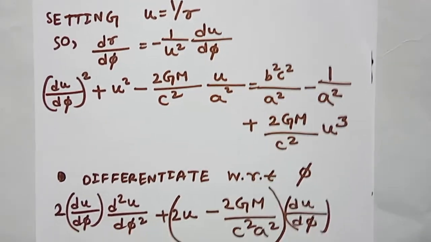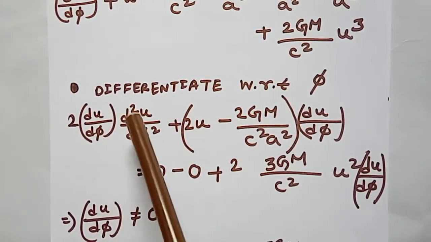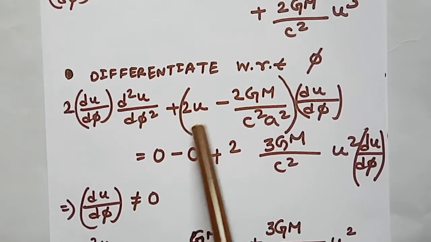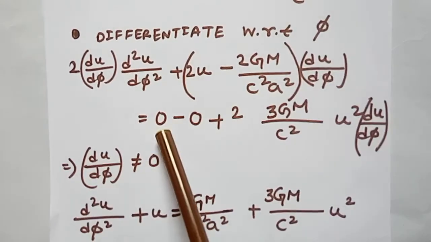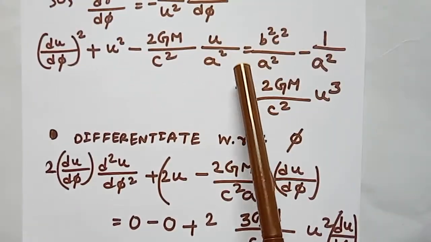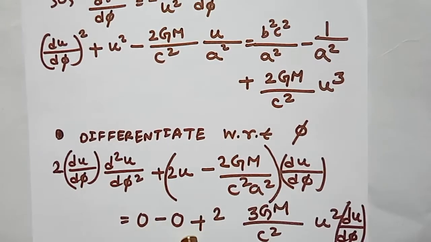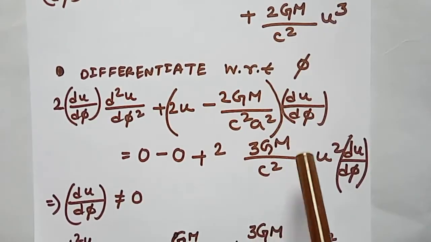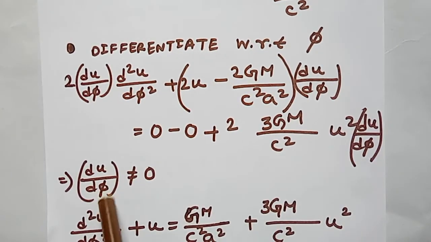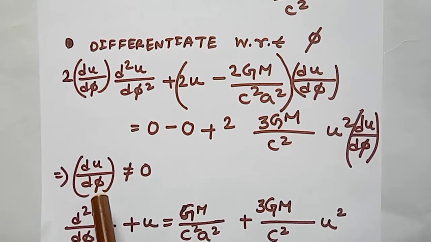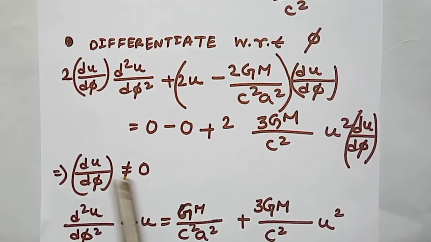Now differentiating with respect to phi, we have 2 du/dphi d²u/dphi² plus 2u(1 minus 2GM/c²a²) du/dphi, and this is a constant term, this is a constant term, this should be 0, plus 3GM/c² u² 2 du/dphi. Now du/dphi is not equal to 0, so we have d²u/dphi² plus u equal to GM/c²a² plus 3GM/c² u².